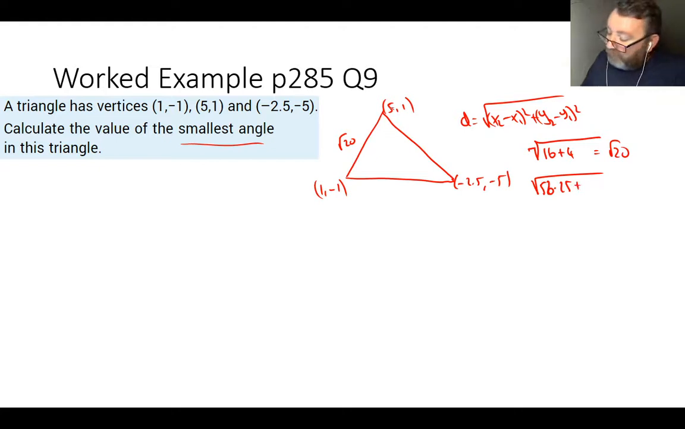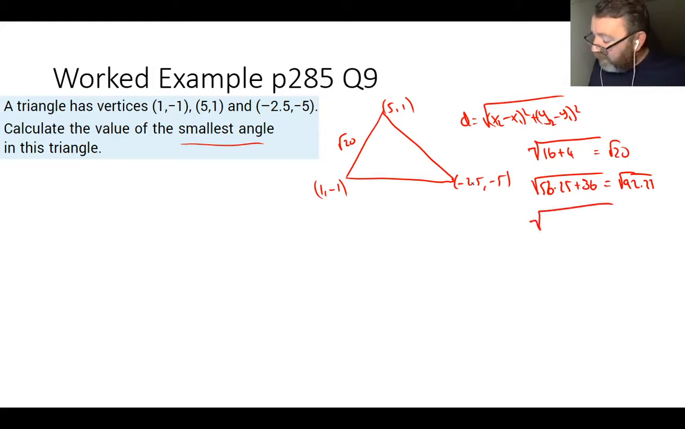Okay, so that's x2 minus x1 plus y2 minus y1, 1 minus minus 5, which is 6, which is 36. So therefore, we want the 56.25 plus 36, and that comes out as the square root of 92.25. Now you'll notice, I don't care what the square root of 92.25 is. I don't have it on top of my head. Leave it. Don't have to worry about it.